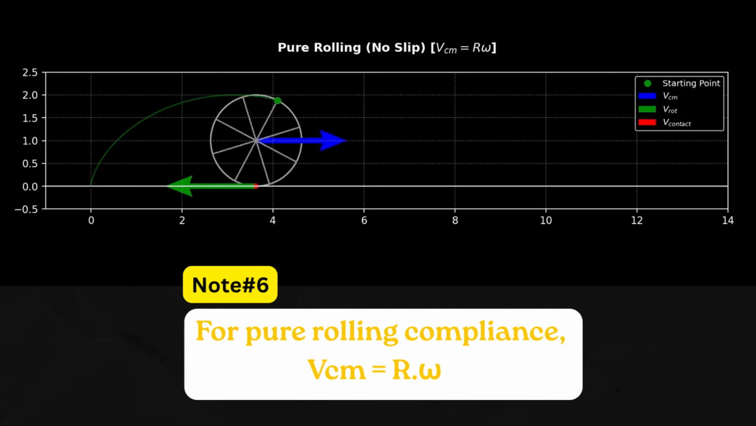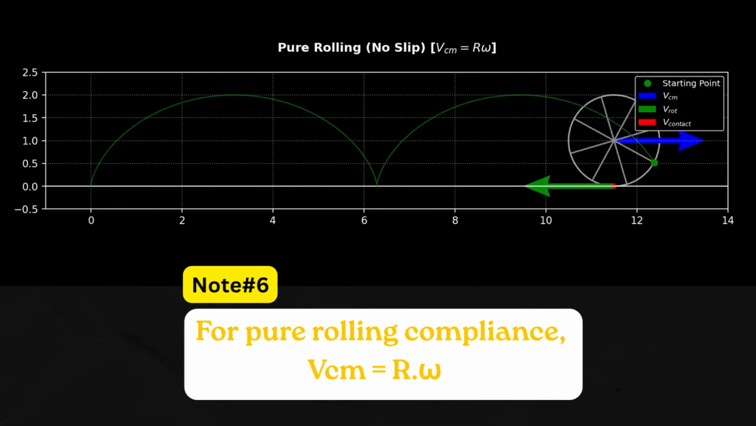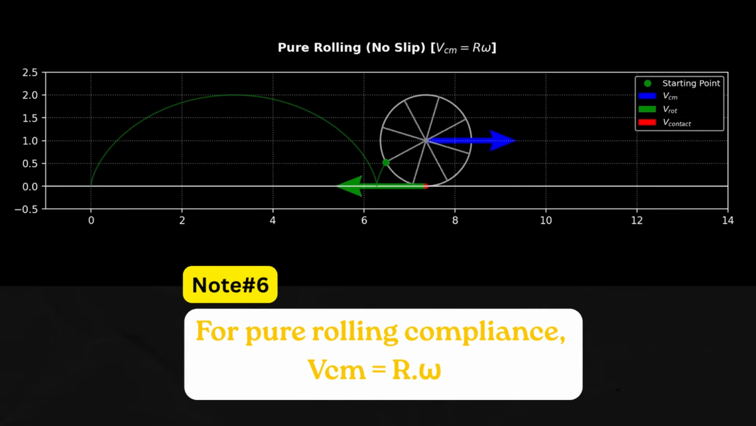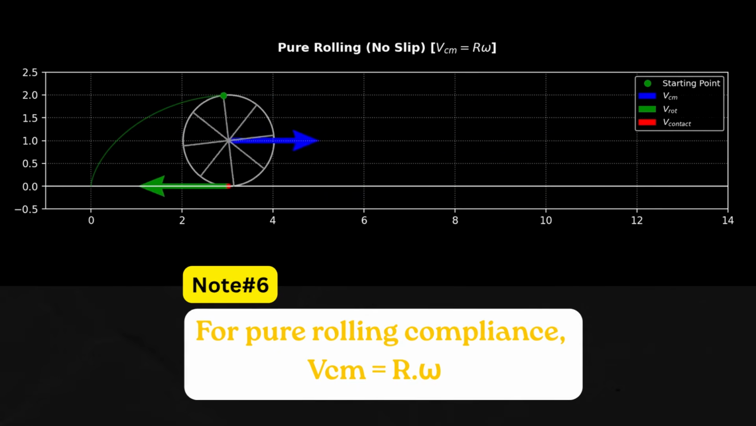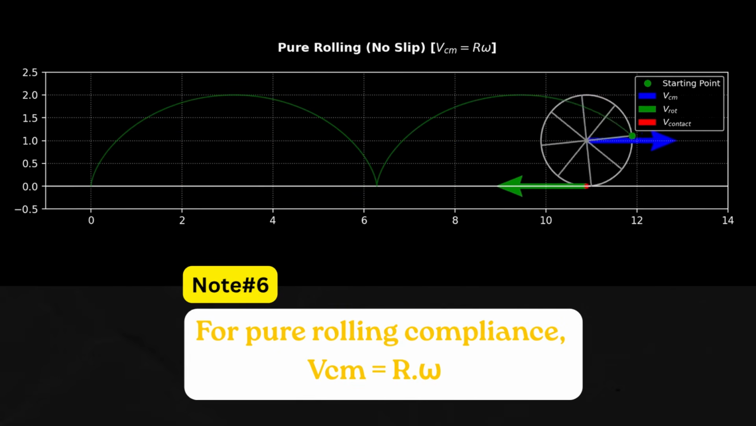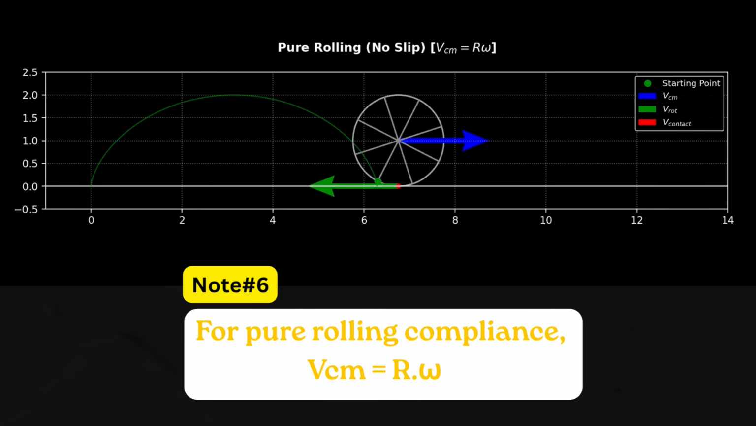So this is the equation of rolling compliance, wherein for the rolling to be called pure rolling, that is without any spinning or skidding, it has to always maintain the relationship that its translatory velocity should always be equal to the linear velocity due to rotation. And only in that case can it roll purely. So for pure rolling to happen, the compliance equation v equal to r omega should always be maintained.